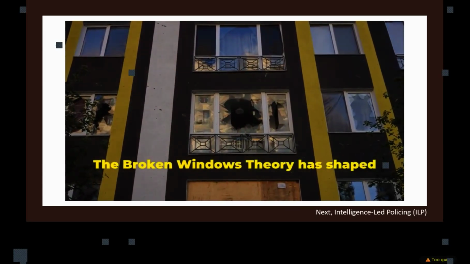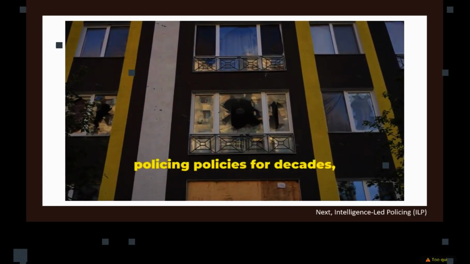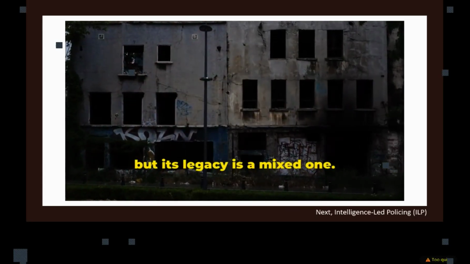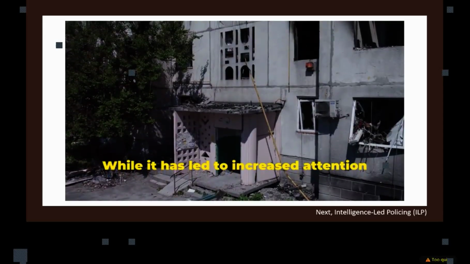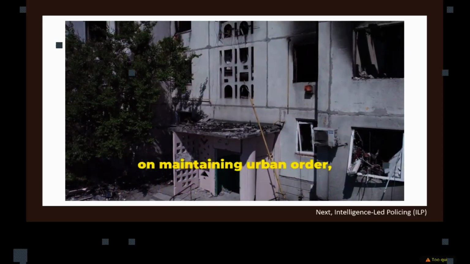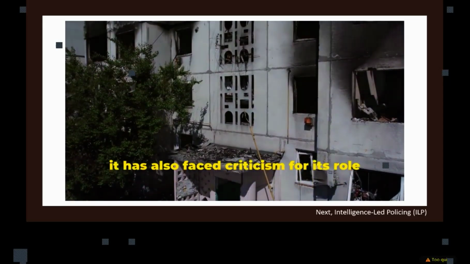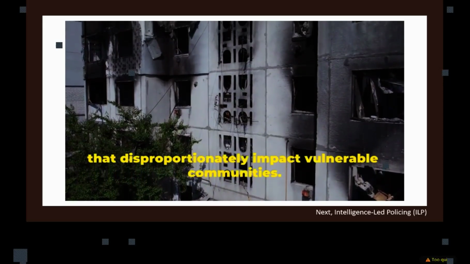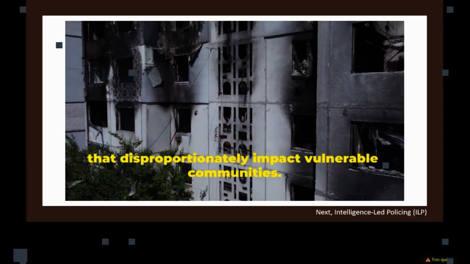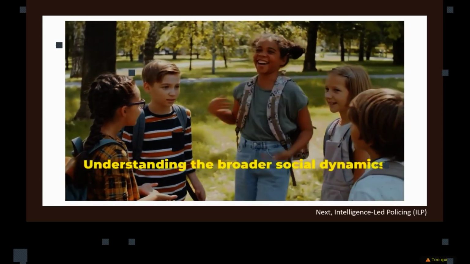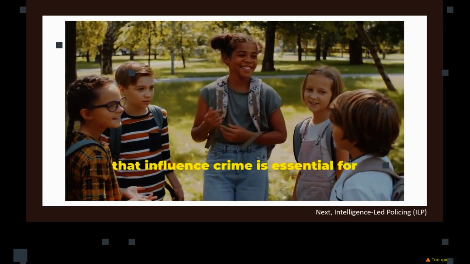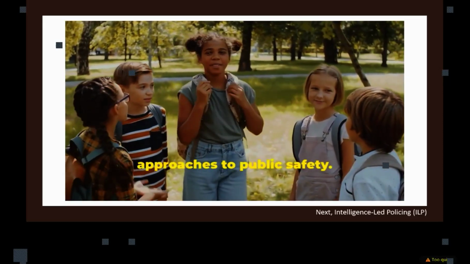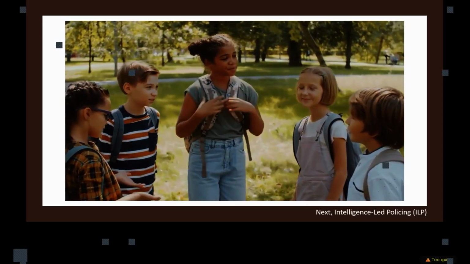The broken windows theory has shaped policing policies for decades, but its legacy is a mixed one. While it has led to increased attention on maintaining urban order, it has also faced criticism for its role in promoting aggressive policing tactics that disproportionately impact vulnerable communities. Understanding the broader social dynamics that influence crime is essential for developing more equitable and effective approaches to public safety.